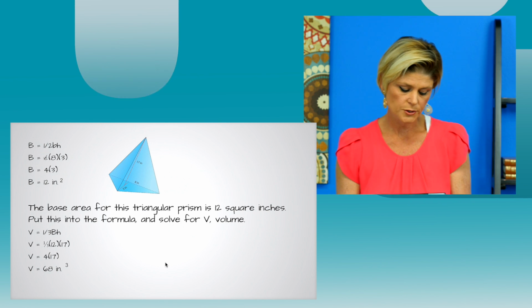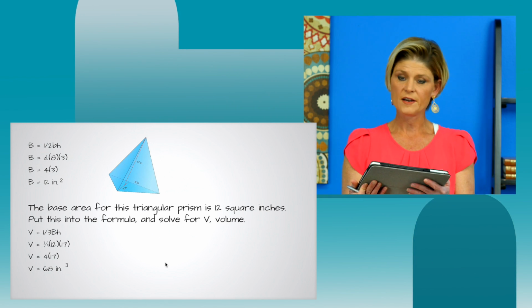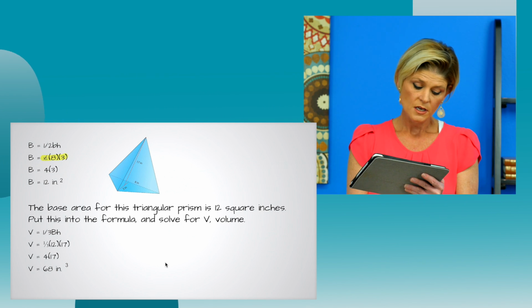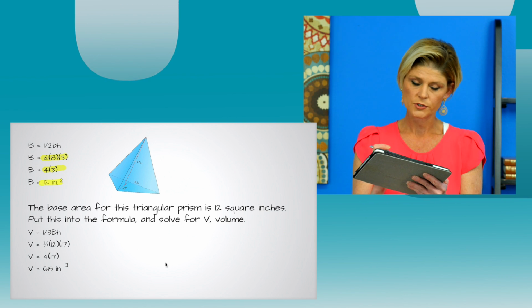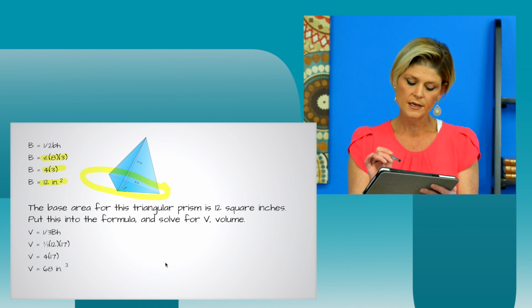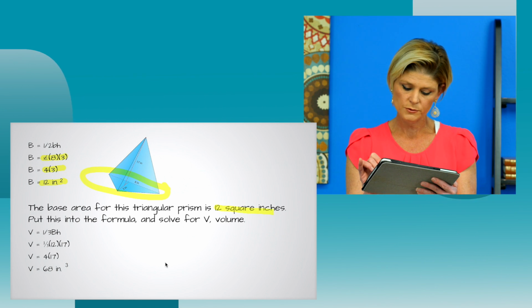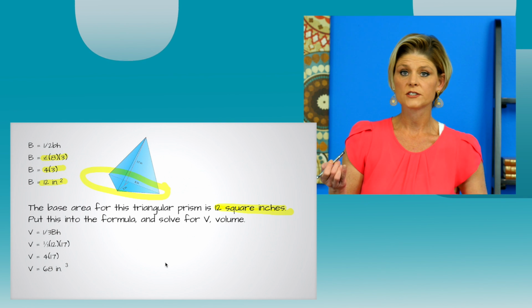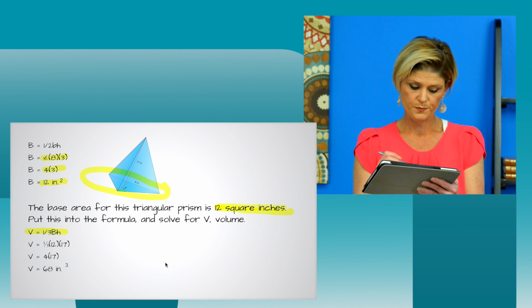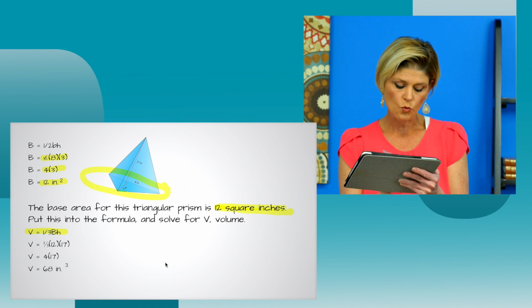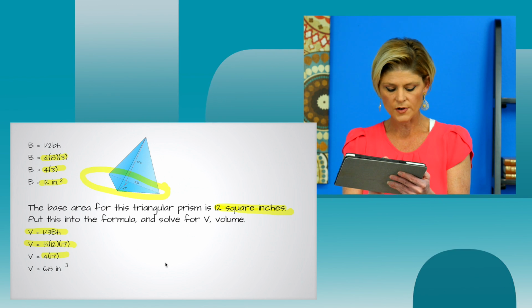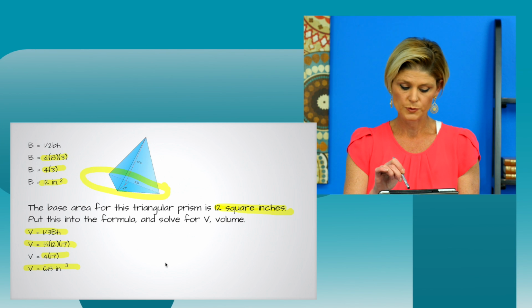All right, let's use our formula for triangles. Base area equals 1/2 base times height, equals 1/2 times 8 times 3, equals 4 times 3, equals 12 inches squared. That's for our triangle base. Now the base area for the pyramid is going to be 12 square inches. We just solved that, and we just need to put that into the formula and solve for V, for volume. So volume equals 1/3 BH, base times height. Volume equals 1/3 times 12 times 17, which gives us 4 times 17, which gives us a volume of 68 inches cubed.